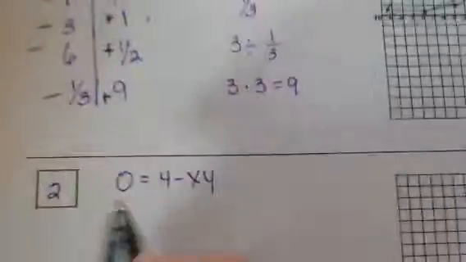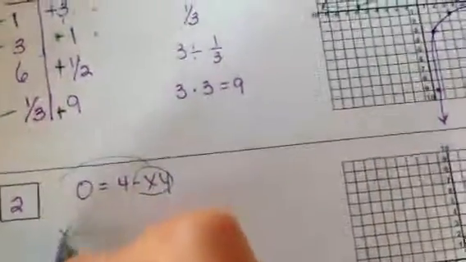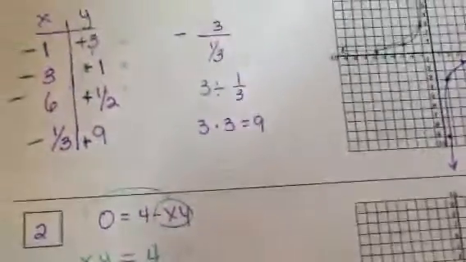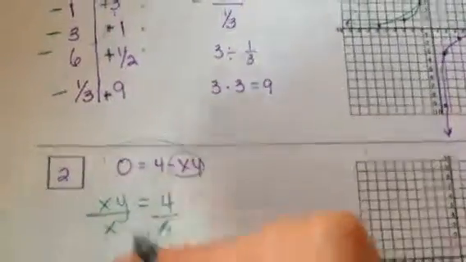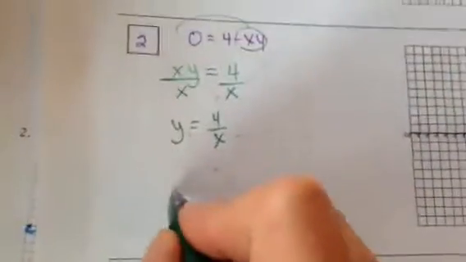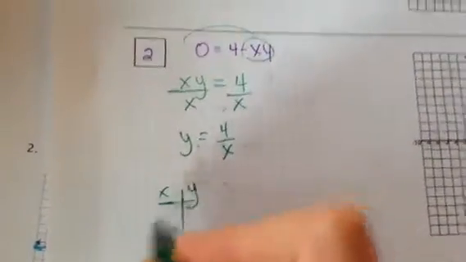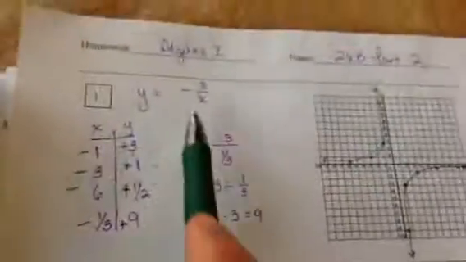Okay, so here's number 2. First of all, I'm going to move this to the other side. I am going to solve for y, just like they solved for y. So I'm going to divide both sides by x. So I have y equals 4 over x. Okay, I don't need very many points because remember I told you they're all going to look like this. The only reason I did this one as well is because this one had a negative and this one's positive. Okay, so how is that going to affect anything?